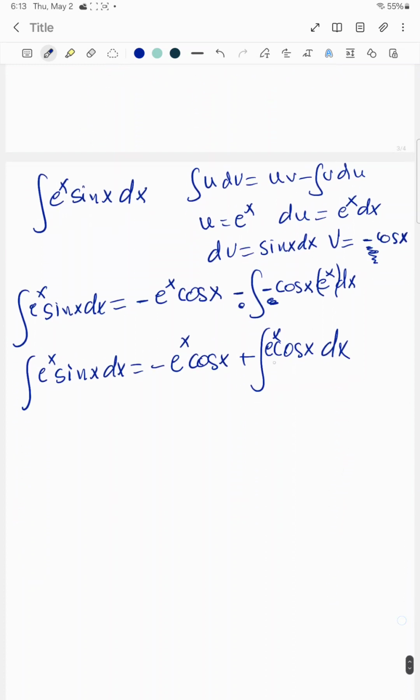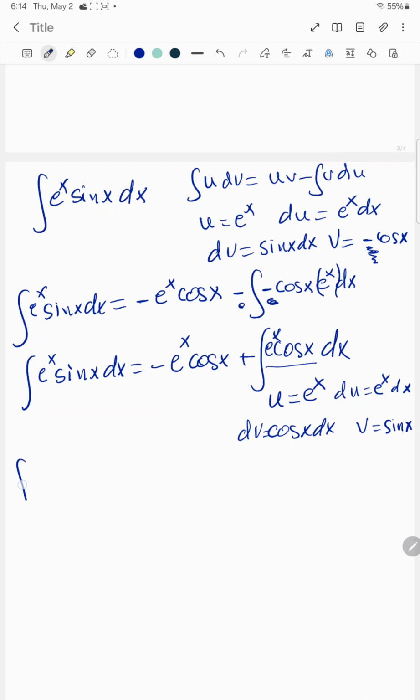Now again I will look, there is no relationship between e^x and cosine x, so I will do integration by parts again. So I will take here u equal to e^x, so du equal to e^x dx, and my dv is equal to cosine x dx. So my v would be equal to sine x, because the derivative of sine x is cosine x. And again, I will replace this by uv minus the integral of v du.